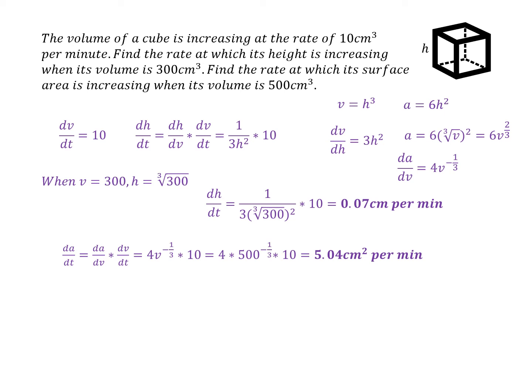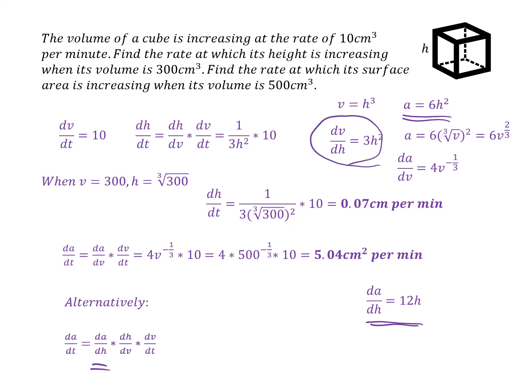Now there is another way of doing this, slightly alternative. We can express dA/dt as the product of 3 rates of change: dA/dh, dh/dV, and dV/dt. So we have this expression here for A, 6h squared, so therefore dA/dh is 12h. So we can put the 12h here. We've got dh/dV from the first part of the question, 1 over 3h squared, and we've got dV/dt here.